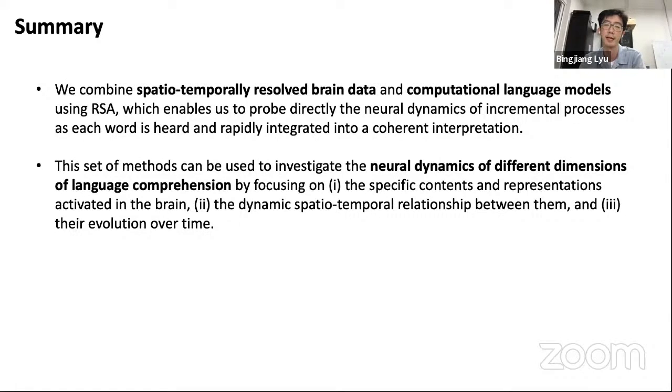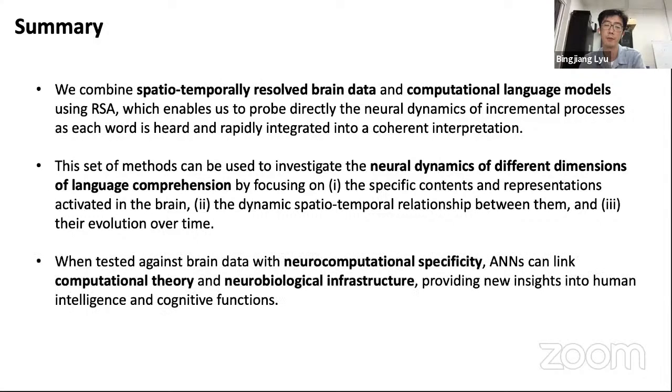This set of methods can be used to investigate the neurodynamics of different dimensions of language comprehension by focusing on the specific contents and the representations activated in the brain, the dynamic spatial temporal relationship between them, and their evolution over time. So when considered as plausible brain computational models and tested against brain data with neurocomputational specificity, ANNs can link computational theory and the neurobiological infrastructure, providing new insights into human intelligence and the cognitive functions.